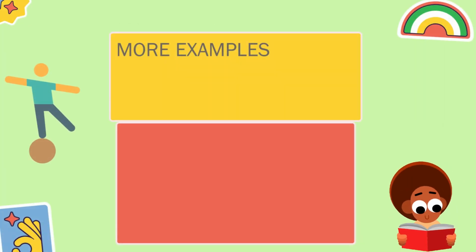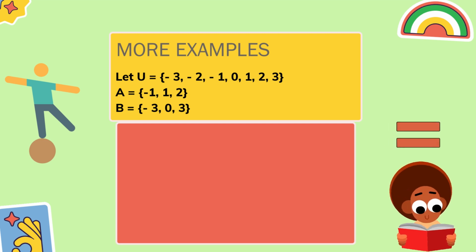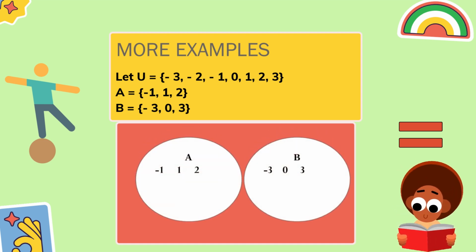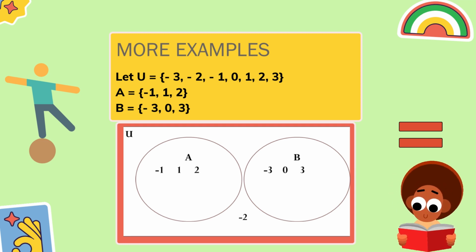Let's have a look at another example. The universal set has the elements -3, -2, -1, 0, 1, 2, and 3. Set A having the elements -1, +1, +2. Set B having the elements -3, 0, and 3. However, if you compare the elements between set A and set B, you see that there are no common elements. So therefore, this is an example of a disjoint set, and set A and B are drawn apart from one another.